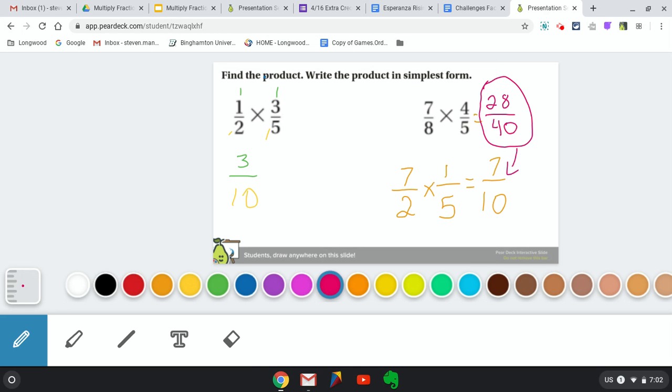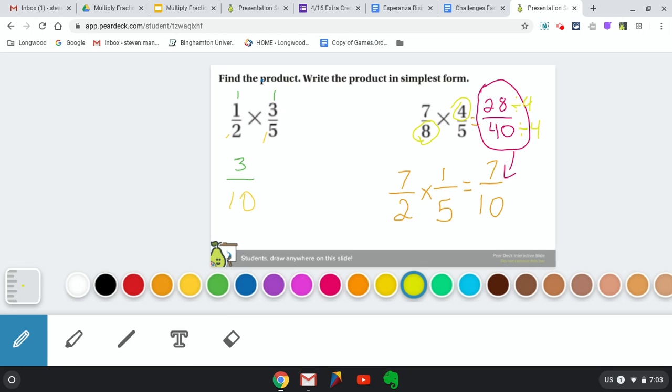I'm going to tell you it's going to be 7/10 because I can divide both of them by 4, right? 28 can be divided by 4 and 40 can be divided by 4, and that's how we get to the 7/10. So the reason I like the cross canceling is you're working with smaller numbers, right? 8 and 4 are much easier, smaller numbers to work with compared to 28 and 40.